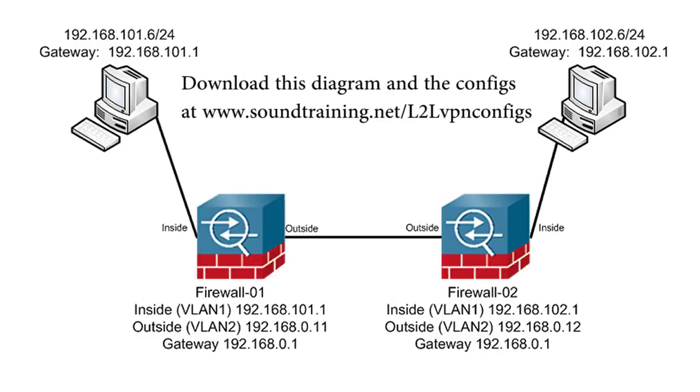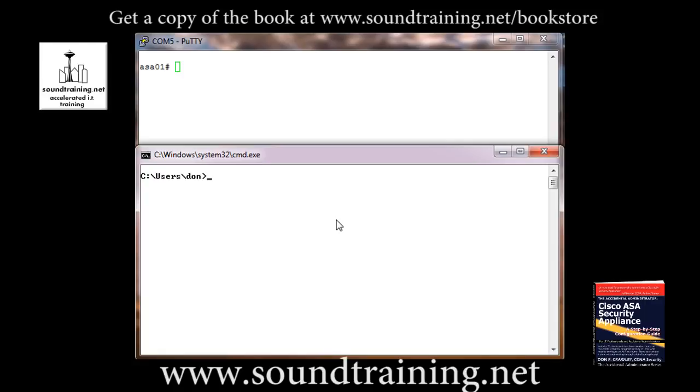I'm going to use the network diagram you're seeing now for the following configuration. You might want to pause the video for a moment and study the diagram. I'll be working on ASA 01. ASA 02 has already been configured. Okay, so let's go ahead and get started.